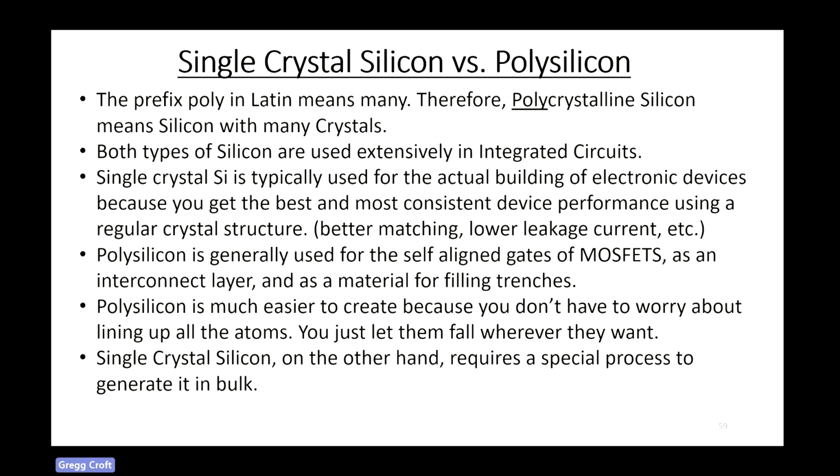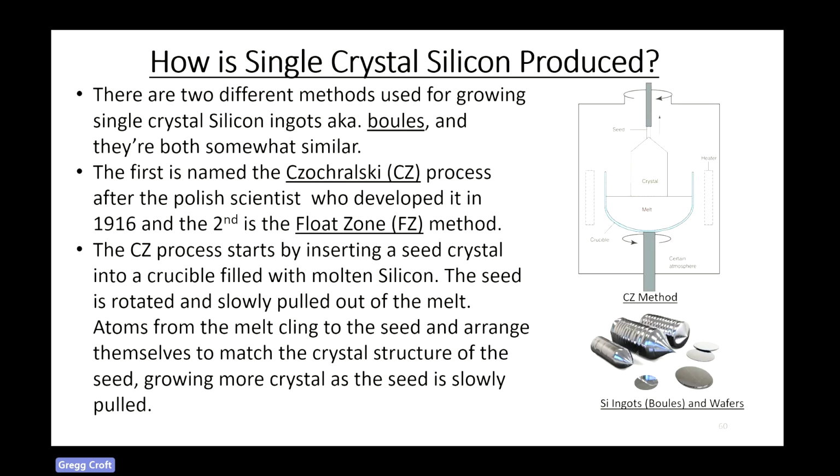Polysilicon is much easier to create because you don't have to worry about lining up all those atoms. You just let the atoms fall where they want to. Single crystal silicon, on the other hand, requires a special process to generate it in bulk. And there are two different processes used for generating single crystal silicon.